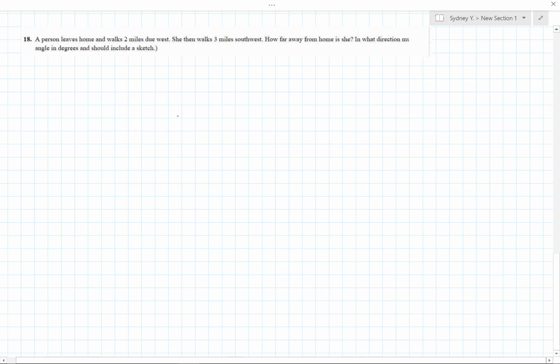Okay, so we've got a person walking 2 miles to the west, and then she's going to walk 3 miles perfectly southwest. So if you think of a compass, north, south, east, west, she's going perfectly south and to the west at a 45-degree angle, right in the middle of south and west. And they want to know how far away from home she is. They want to know this length there.